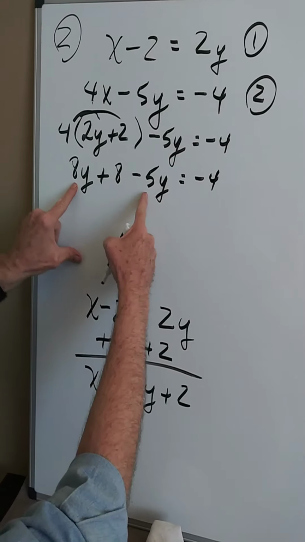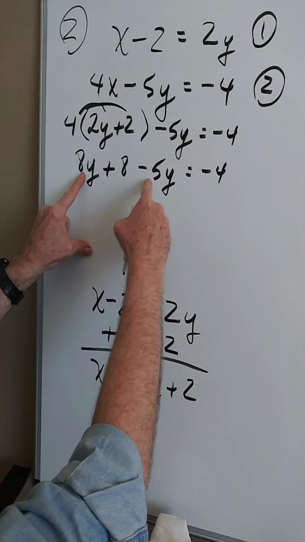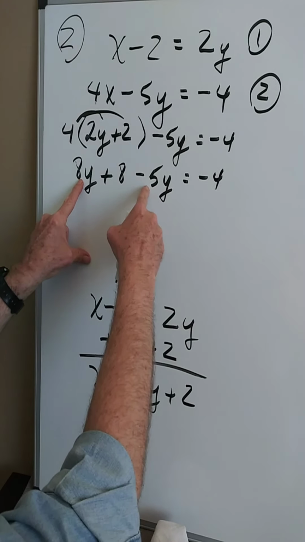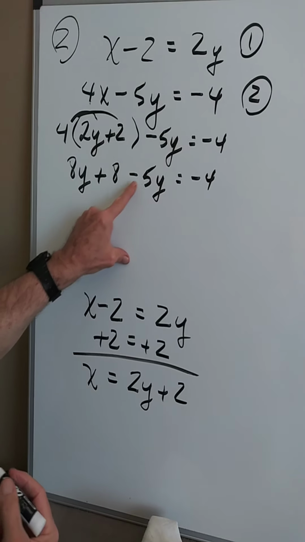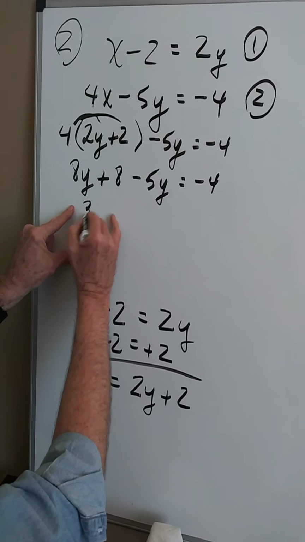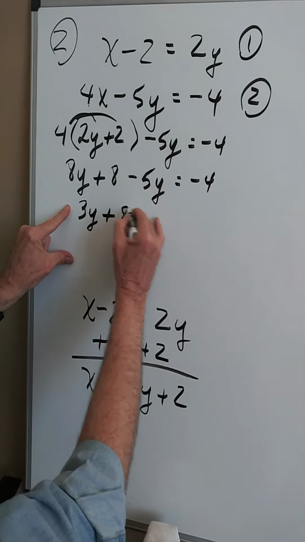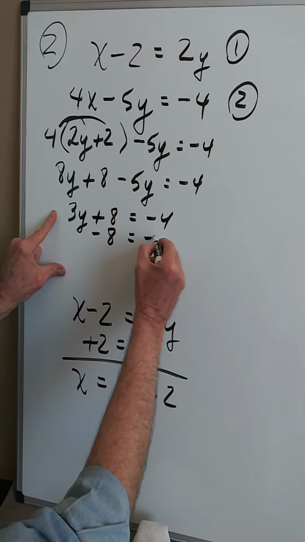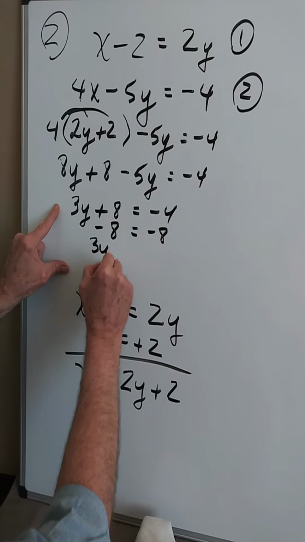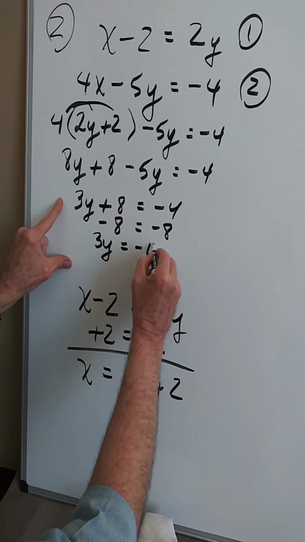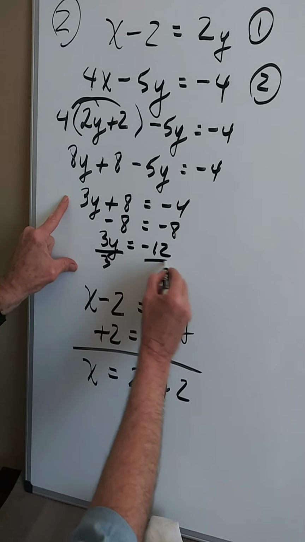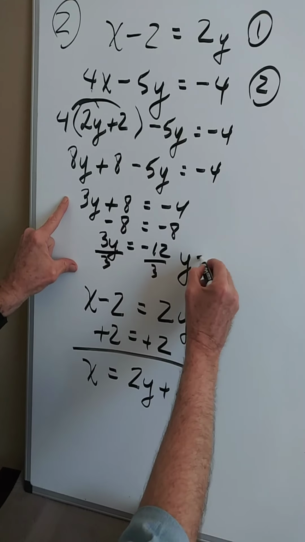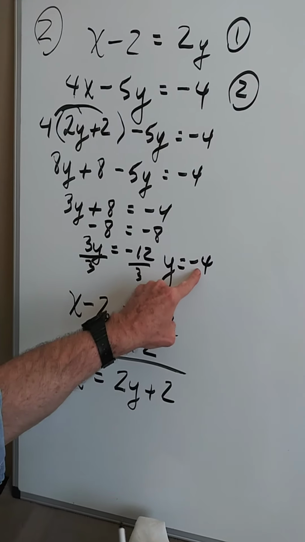Combine like terms. Don't change any signs here. They're on the same side. Just add the positive 8y with the negative 5y. 3y plus 8 is equal to negative 4. Subtract 8 on both sides. 3y is equal to negative 12. Divide by 3, y is equal to negative 4.